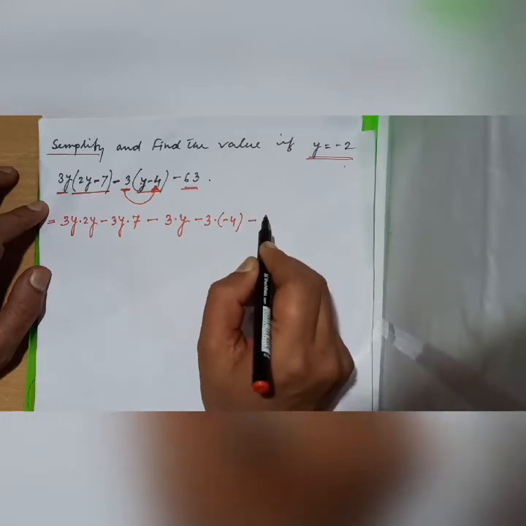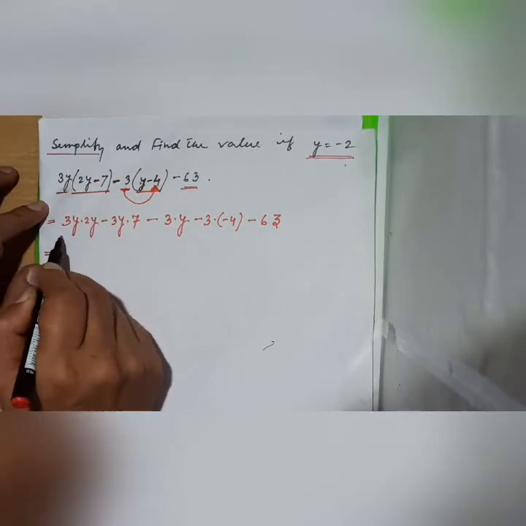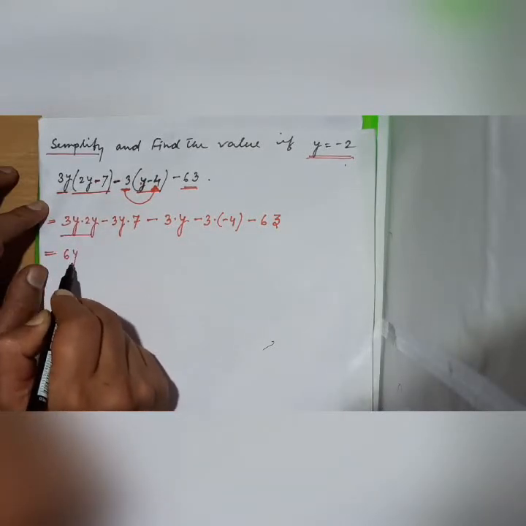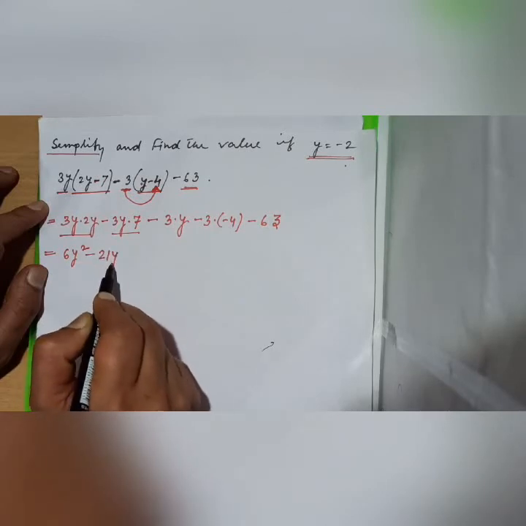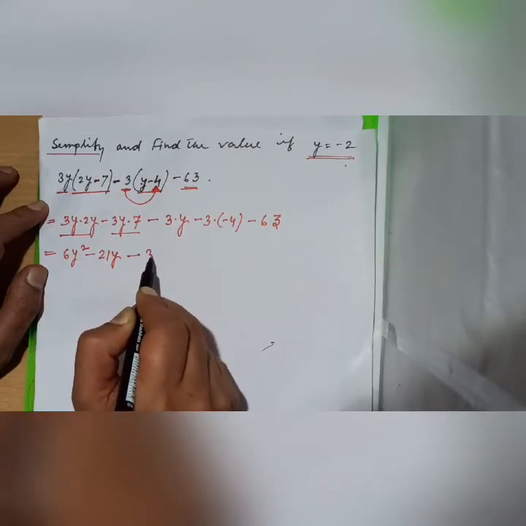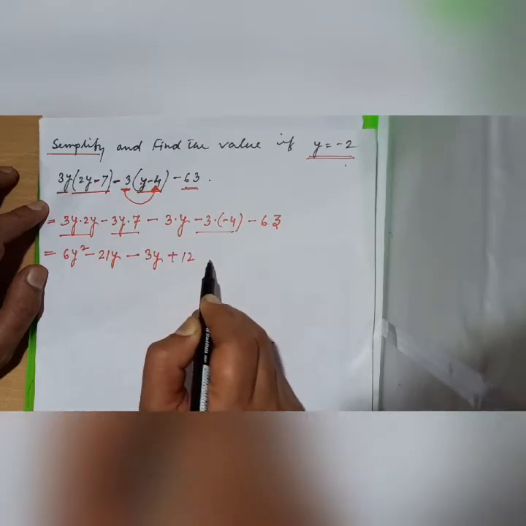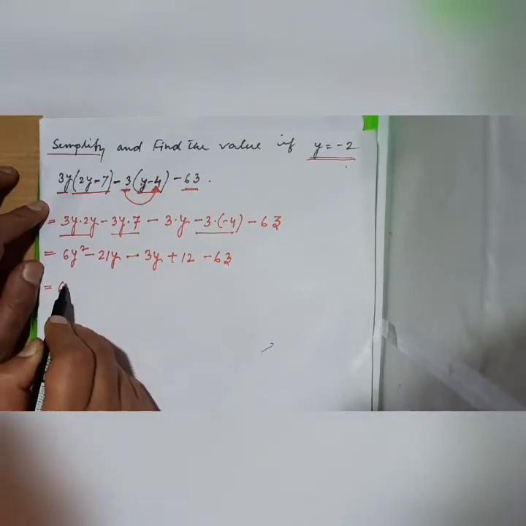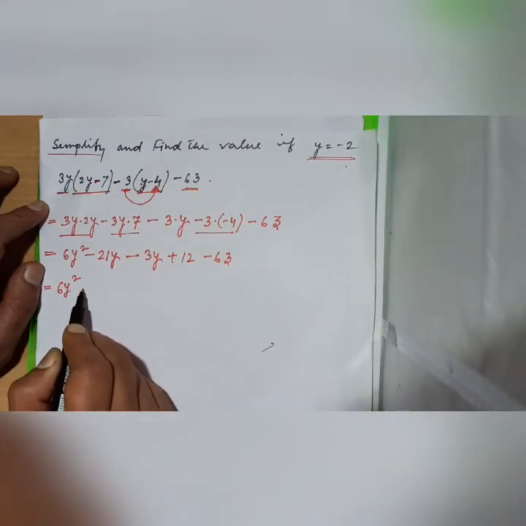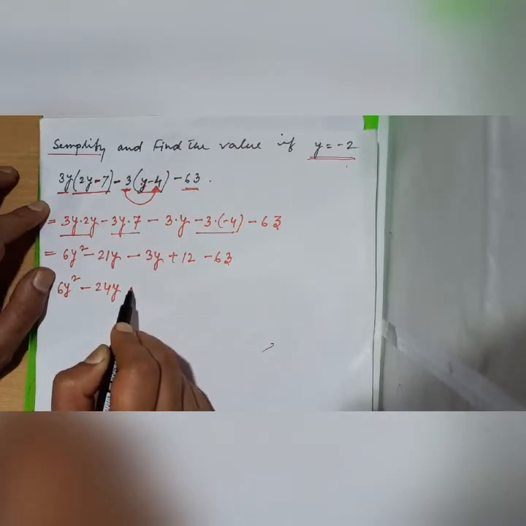This will give you 6y square. This will give you minus 21y. This will give you minus 3y. This will give you plus 12. Now ultimately what we got? 6y square minus 24y, 3 times 21 is 63, 63 minus 12 is minus 51.